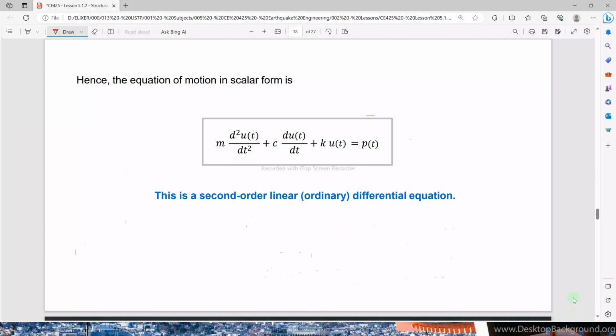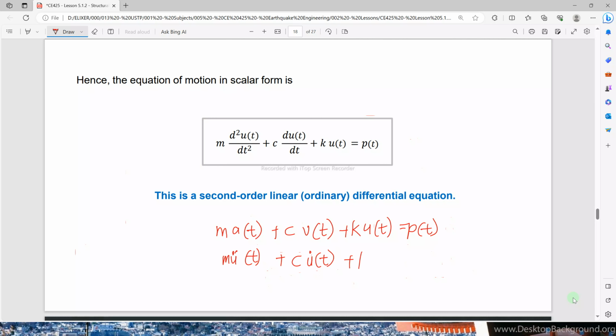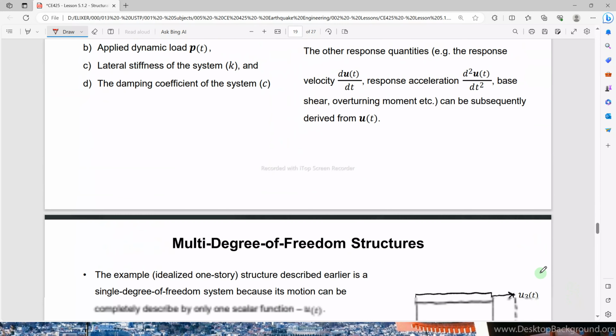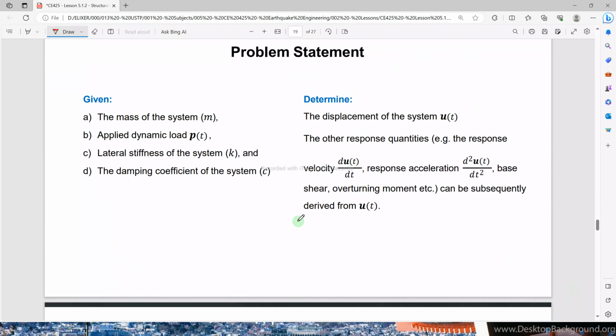Future engineers. We have already summarized the equation of motion in scalar form, the second order linear ordinary differential equation, into this one: m ü(t) + c u̇(t) + k u(t) = p(t). Now, in a second order differential equation, if there is a problem statement and we are given the mass of a system m, the applied dynamic load, the lateral stiffness and the damping coefficient, then eventually we'll be able to determine the displacement of the system, its response velocity.